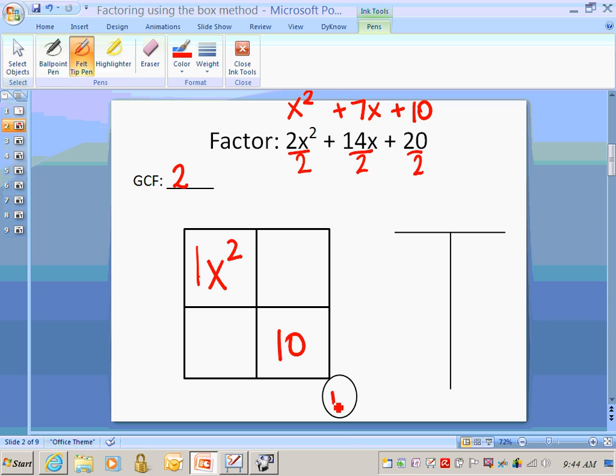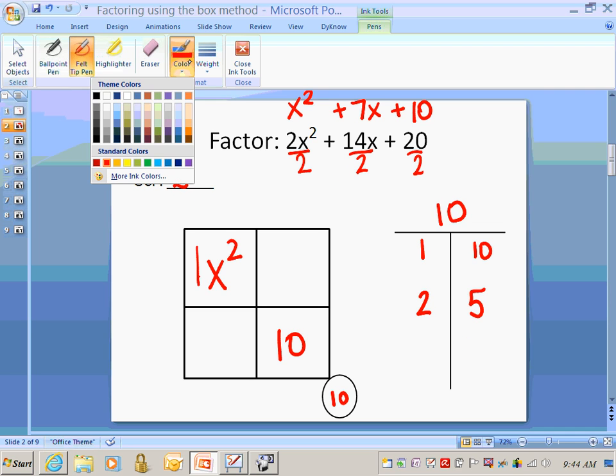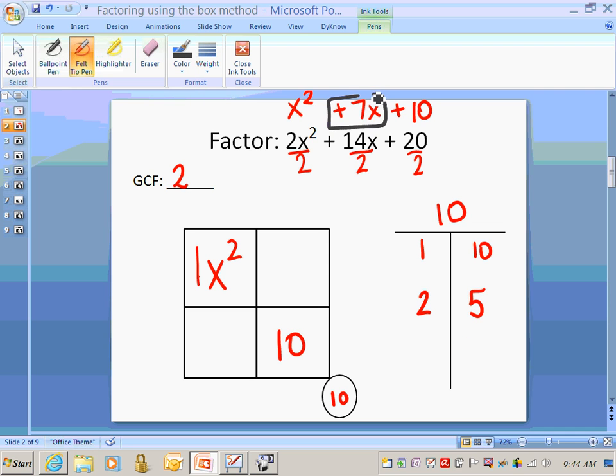1 times 10 is 10. So I need to find my factors of positive 10. Okay, and I need my factors to add up to positive 7. So are they both positive or both negative? Both positive. And which ones add up to positive 7? 2 and 5. So I'm going to put 2x and 5x. It does not matter which. You could put 5x up here and 2x down here. It doesn't matter.